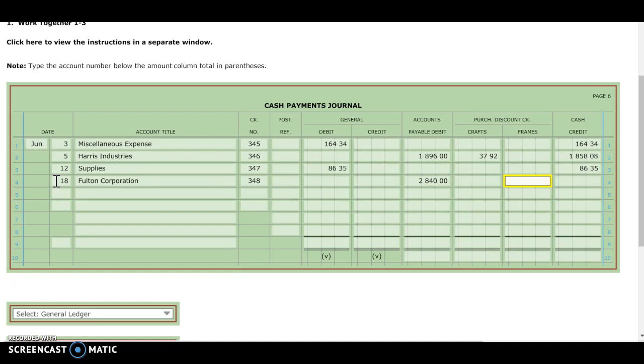We're going to figure out what our discount was. We had a 2% discount, so 2,840 times 2%. That gives us a discount of $56.80. Okay, we're going to subtract those two numbers to figure out how much we actually wrote a check for. Okay, and our check was written for $2,783.20.